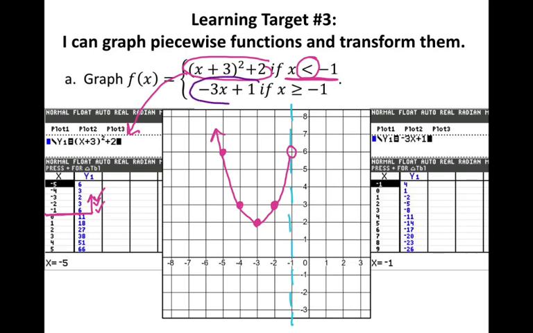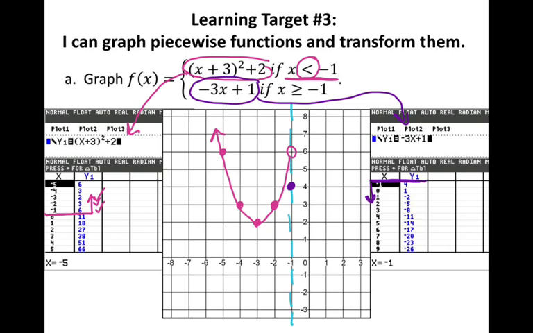For this linear function, that's over here, -3x plus 1. Again, I'm going to start by looking at -1 first, and this is for x is greater than or equal to -1. So now I'm going to look at my table at all of those numbers that are greater than or equal to -1. At -1, my value is 4. This one's going to be a closed circle because I do have the or equal to underneath my inequality. And then I'm going to start plotting points.